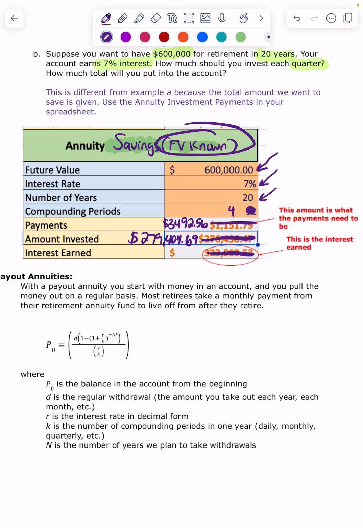So I want to know how much total do you put in the account and how much do you invest each quarter. So those values are the ones that I just wrote down, so I'll circle them. Those are both the answers.